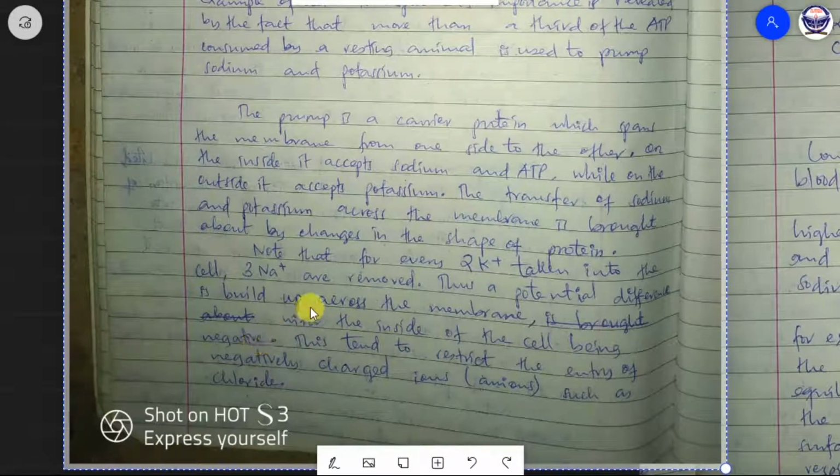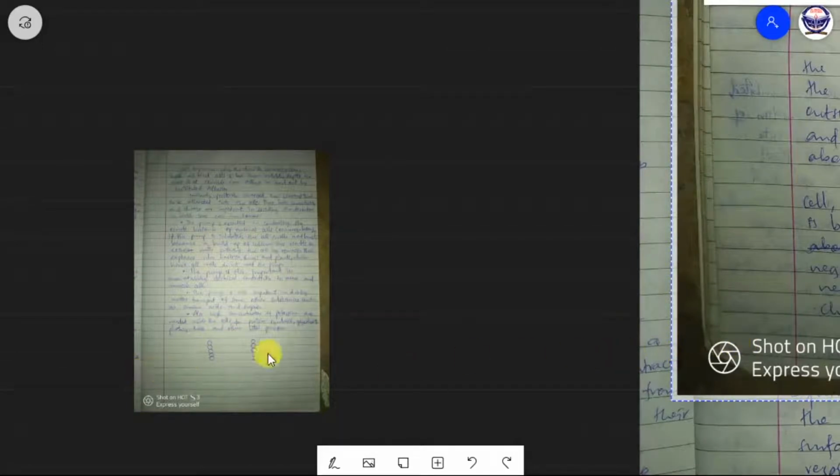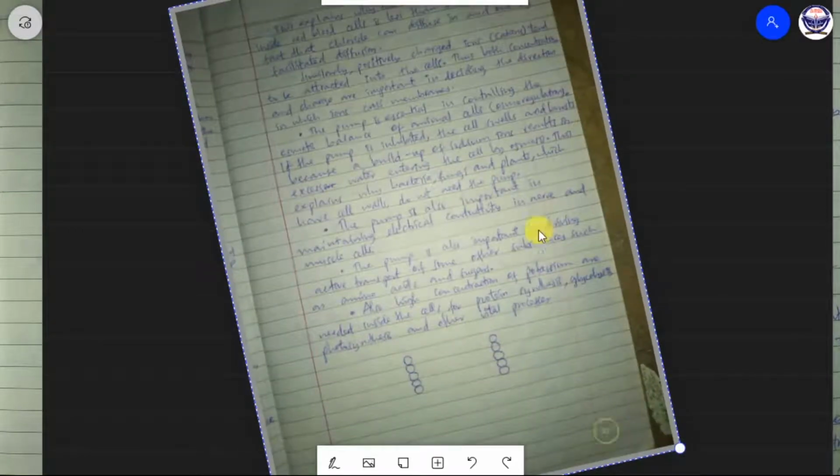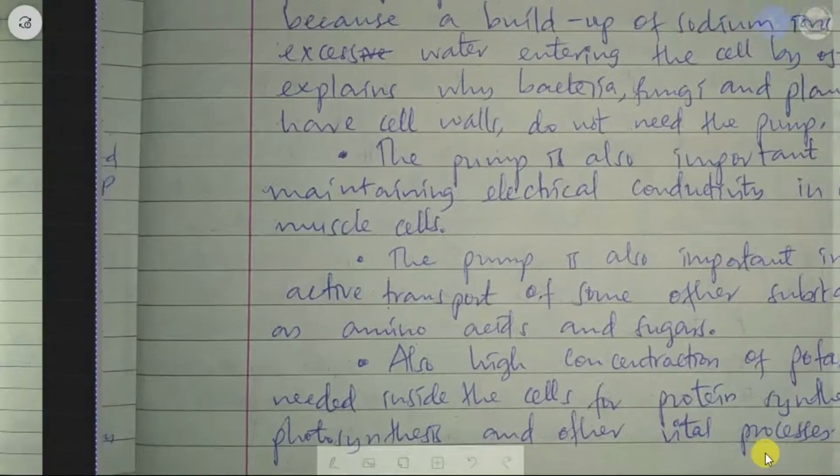Why negative? Because many sodium are moved outside of the cell, while few potassium are moved inside of the cell. That creates the negative potential inside of the cell. This tends to restrict the entry of negatively charged ions such as chloride. The negative potential present inside of the cell restricts the movement of negative charges into the cell. So it allows the movement of positive charges inside of the cell, but restricts the movement of negative charges like chloride ions into the cell.